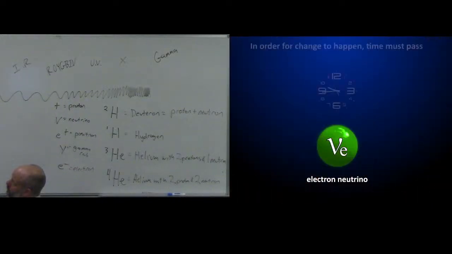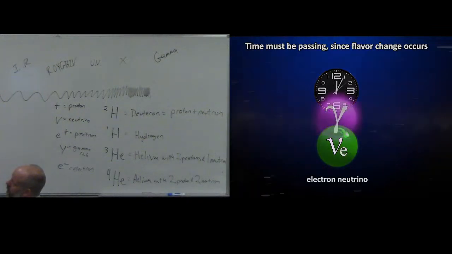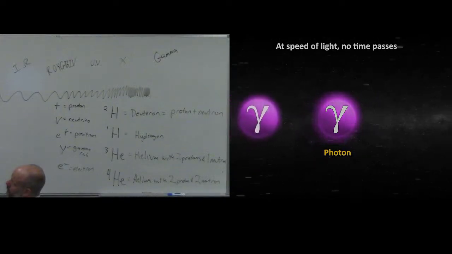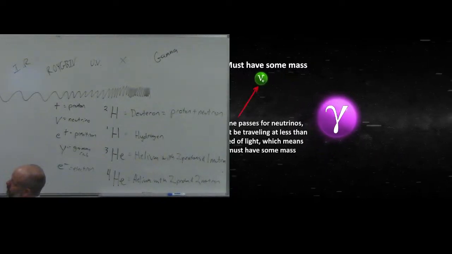The simple answer is that in order for flavor change to happen, some passing of time must occur for the particles. In other words, if no time passed for the particle, then no change could happen. But since flavor change does occur, time must be passing for them. If time is passing for them, then they must be traveling less than the speed of light, because at the speed of light, no time passes, as is the case for photons. Now, if they're traveling less than the speed of light, this means they must have some mass, because physics dictates that if they had no mass, they must travel at the speed of light.